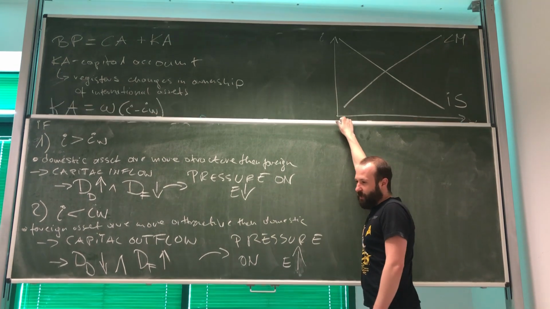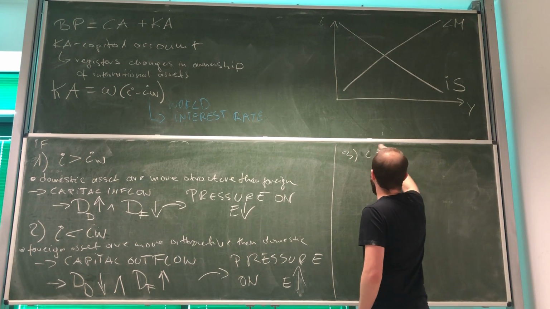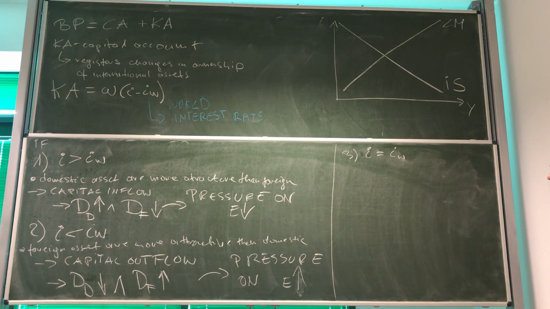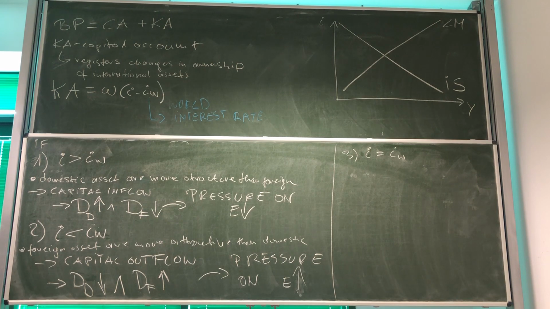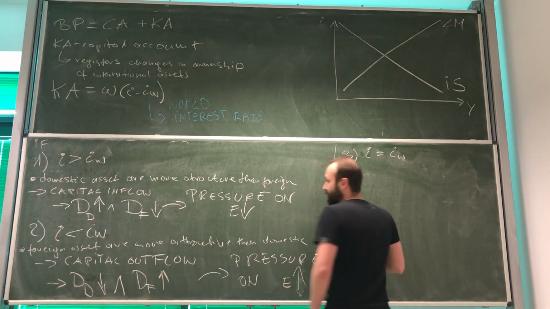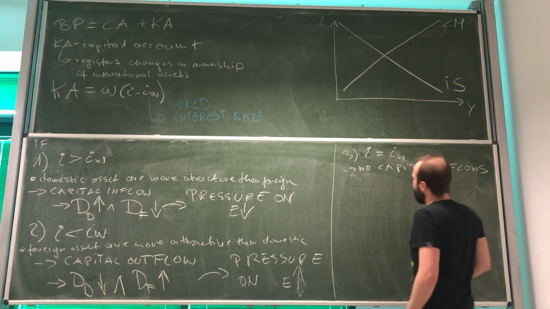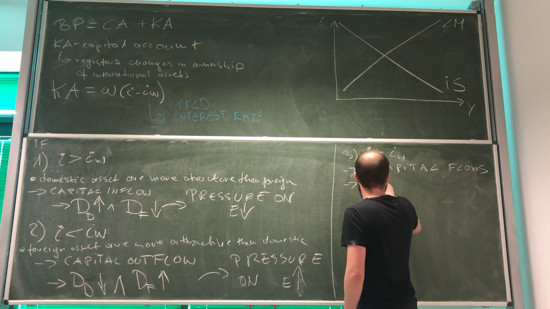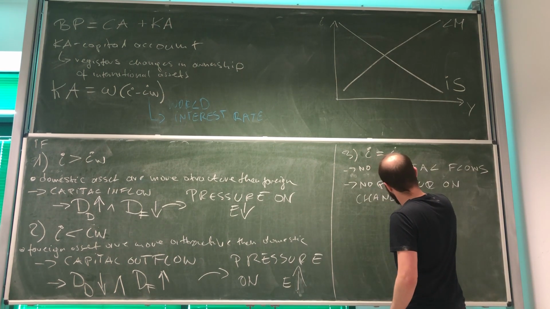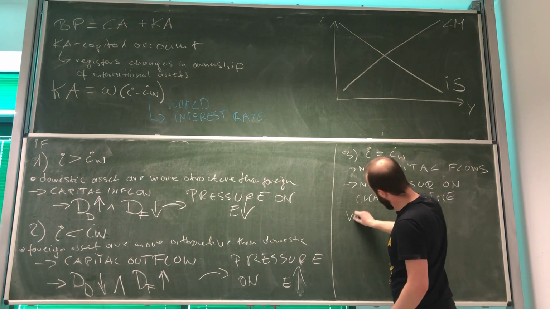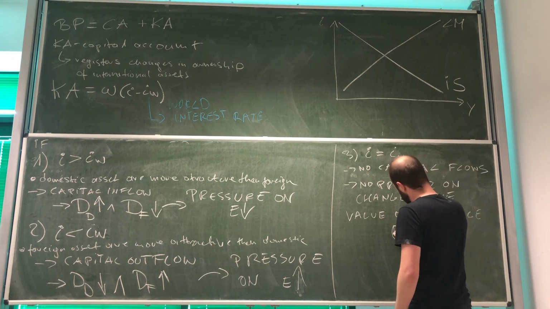Okay, and finally, if interest rates in domestic and foreign are the same, then both types of assets, so our and foreign bonds, are equally attractive, and it means that there are no capital flows and no pressure on change in the value of the exchange rate. Okay.